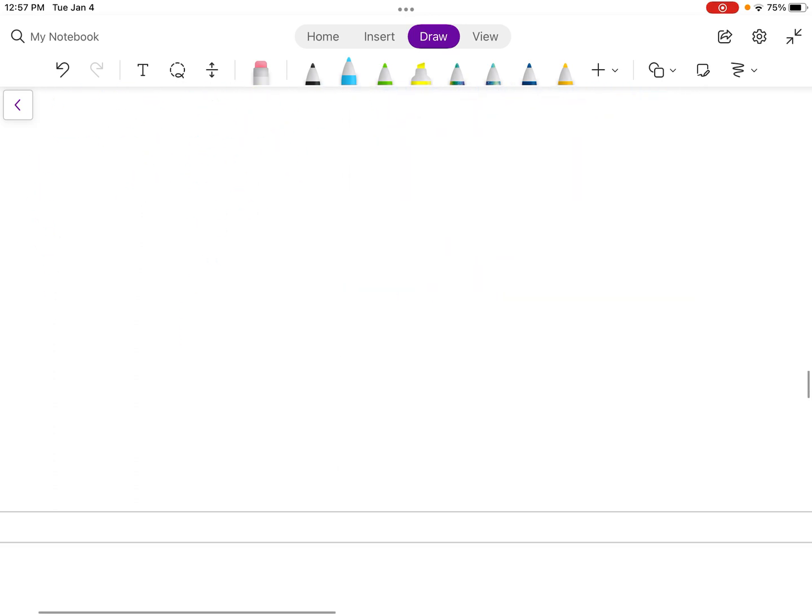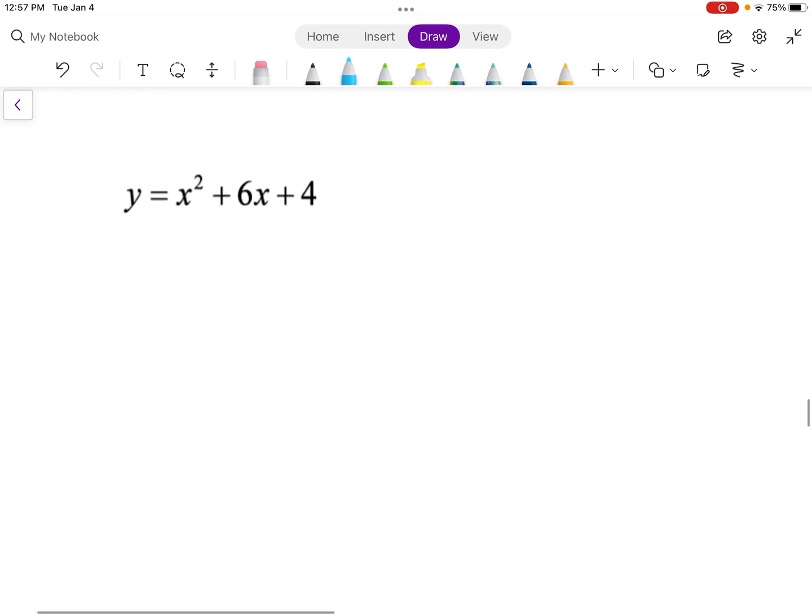Hey, what I want you to do is I want you to pause the video and give this problem a try. See if you can put it in vertex form. And then when you come back, I'll go through it real quick with you. And then we'll do some that are a little bit trickier.